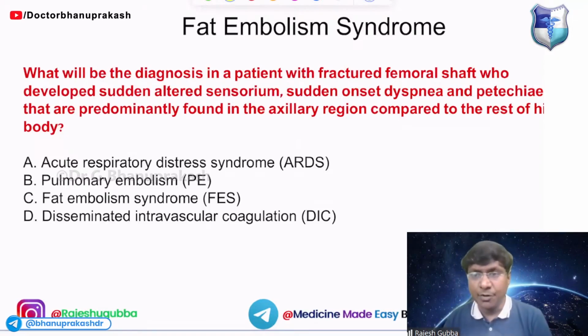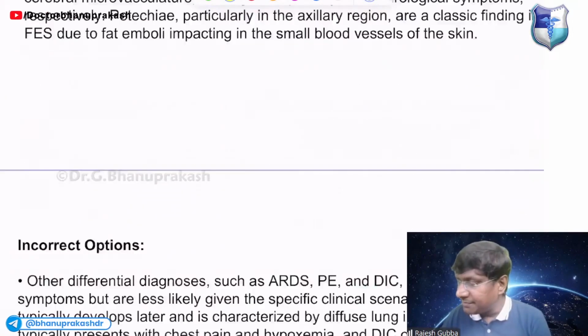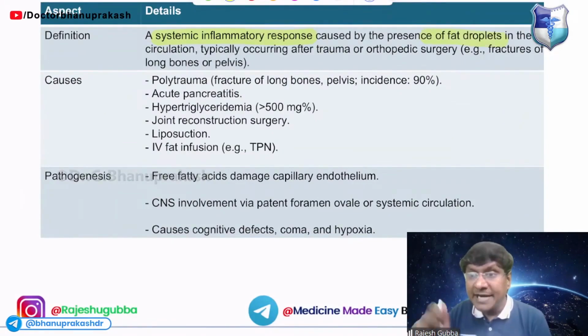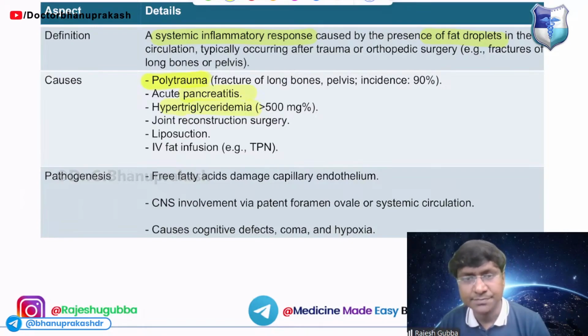Now, what exactly is the problem in fat embolism syndrome? It is a systemic inflammatory response which is caused by the presence of fat droplets in the circulation. Those fat droplets are the ones which induce the systemic inflammatory response. And what is the cause of fat embolism syndrome? Very importantly, polytrauma. Other causes: pancreatitis, hypertriglyceridemia, where the triglyceride levels are elevated more than 500 milligrams percent, and liposuction. These are the various etiologies.